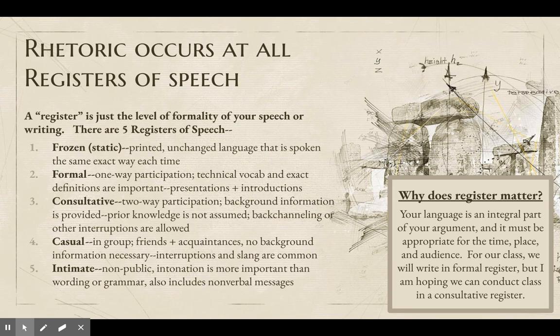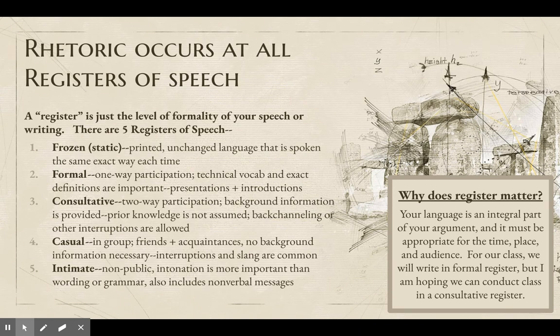And this would also include very strong nonverbal messages. So you can have intimate register with your BFF. Like I know I can look at my best friend across the room and just make a face, and she knows exactly what I'm thinking. Like I don't even have to say a word, and she understands.